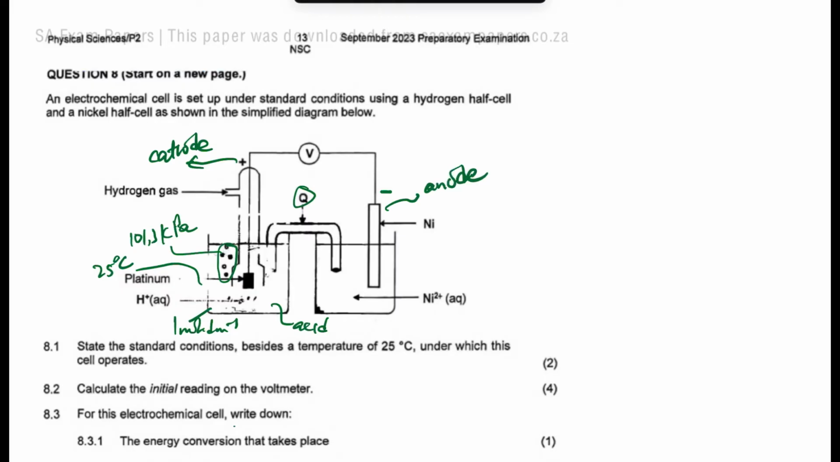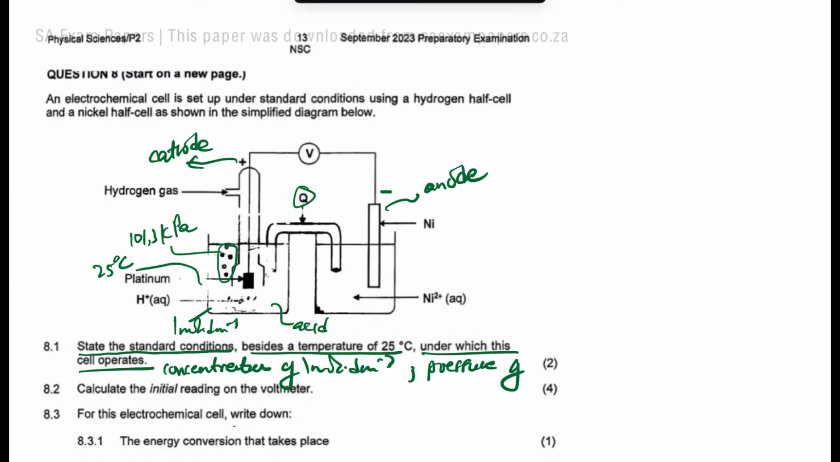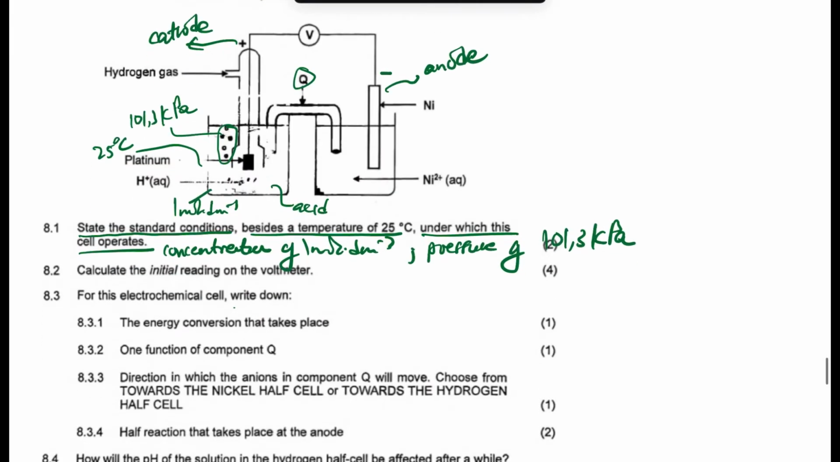Right, let's answer the question. State standard conditions besides the temperature of 25 degrees Celsius under which the cell operates. I've already mentioned it: the concentration is 1 mole per dm3, and the pressure is 101.3 kilopascals.